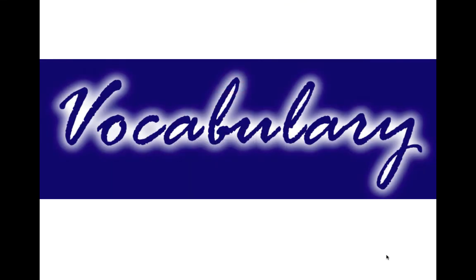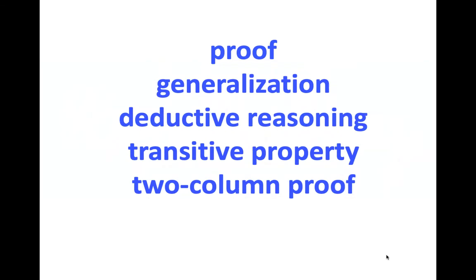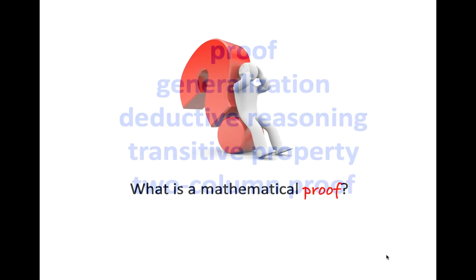There are some vocabulary terms that you should record and be looking for. Make sure you understand by the end of the video what a proof is, what we mean by generalizations, what is deductive reasoning, transitive property, and a two-column proof. So be looking for those words and make sure that they are clear once you're finished listening.